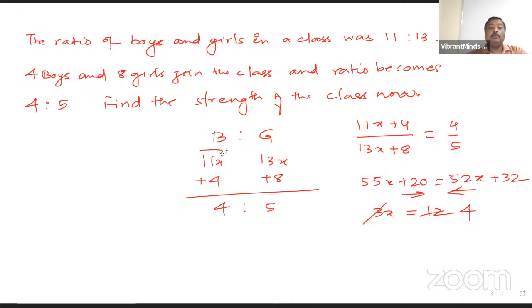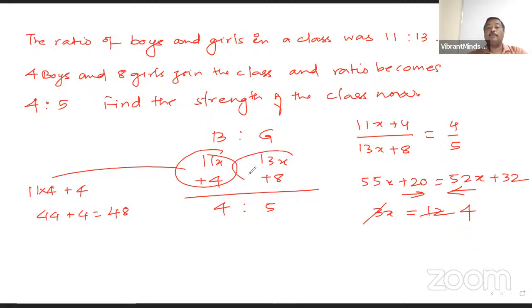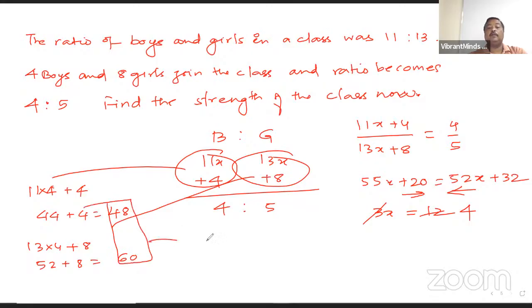So number of boys in the class will be 11 into 4 plus 4. That is 44 plus 4, 48. Number of girls will be how much? So 13 into 4 plus 8, 52 plus 8, that is 60. Total strength 108. Now understand.